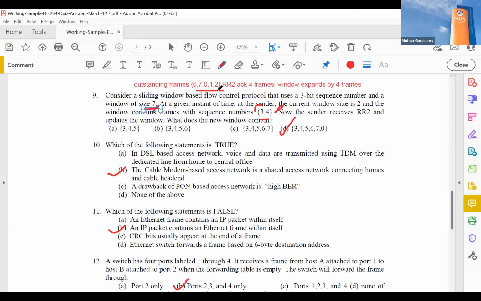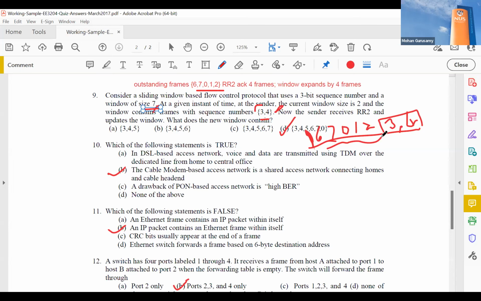If you look at the lecture notes, it will be something like this. This is 3, this is 4. The window has 3 and 4, and this is the vertical bar. You have frames 6, 7, 0, 1, 2 here as per the lecture notes. These are the frames which are outstanding, that means they were sent but the acknowledgement is not yet received.